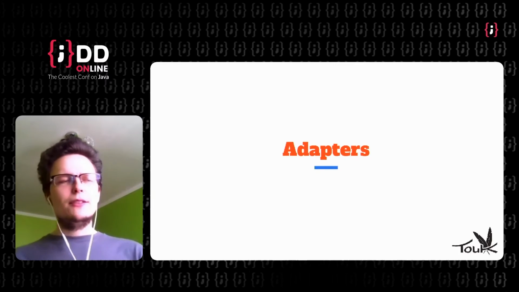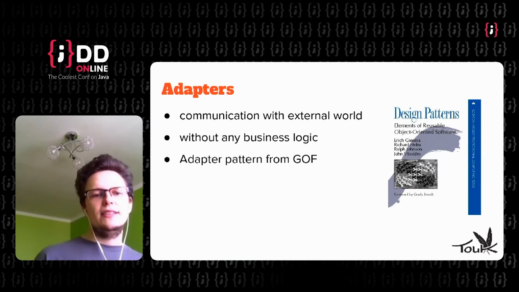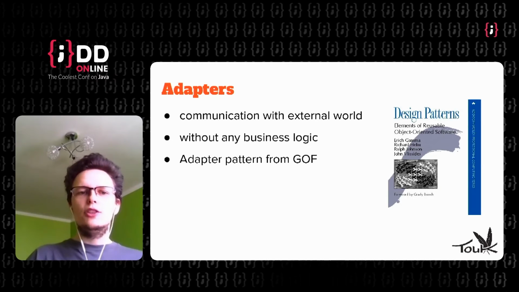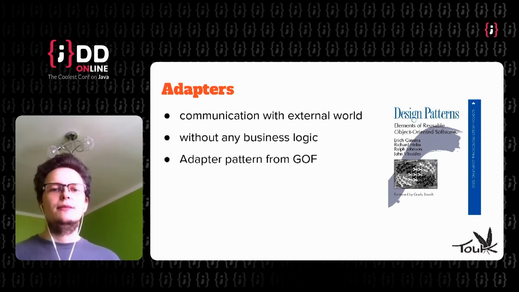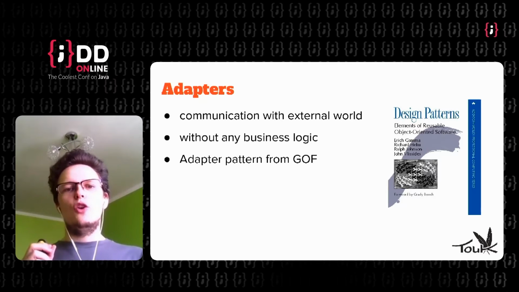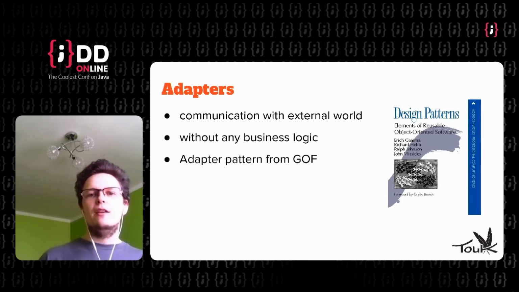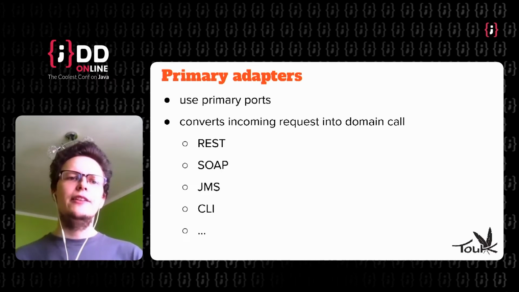Adapters, the last part of this architecture, are communicating with the external world. They are receiving requests or sending requests to the external world. There should be no business logic. And if you have read the book about design patterns by the Gang of Four, then this is the perfect implementation of the adapter pattern from this book. Adapters are divided into primary and secondary.